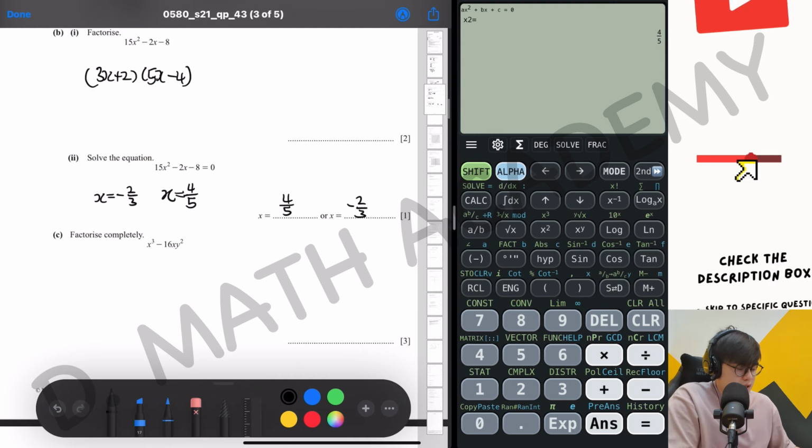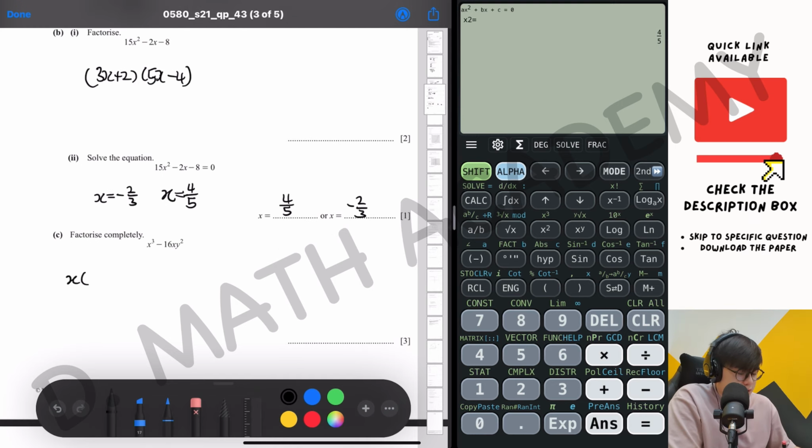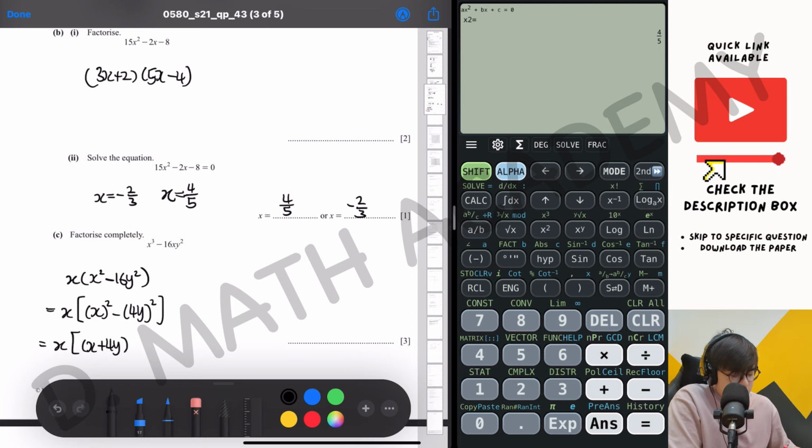As for part C, extract out the x first. You have x squared minus 16y squared at the back. That's not it, because you can still further simplify them. So you have x squared minus 4y squared. You can then write it as x plus 4y, x minus 4y as your final answer for your part C here.